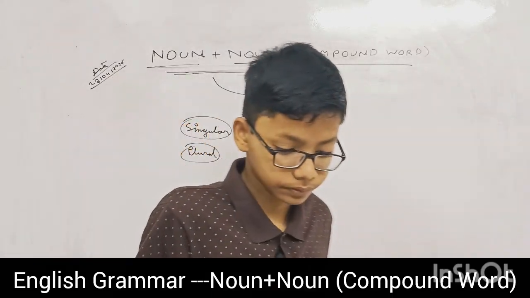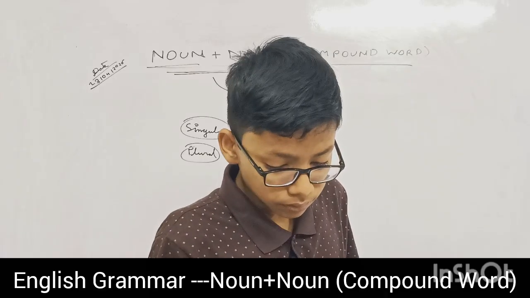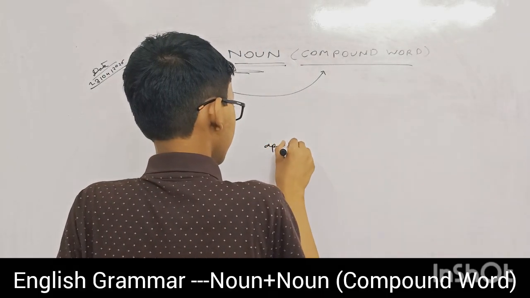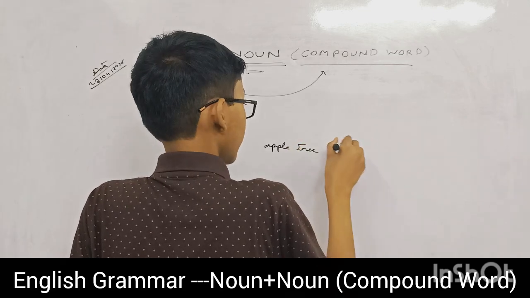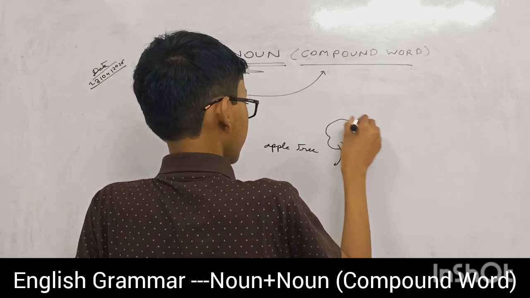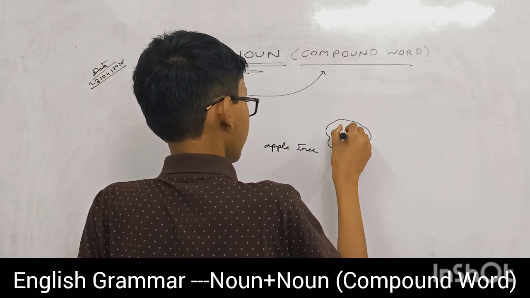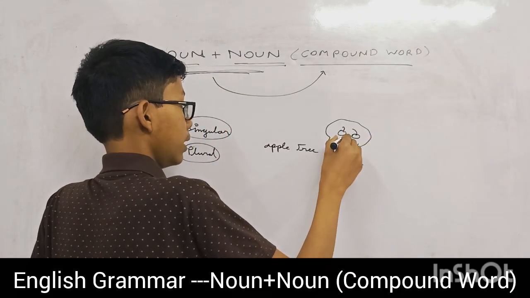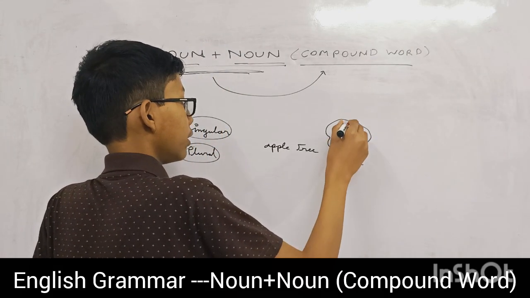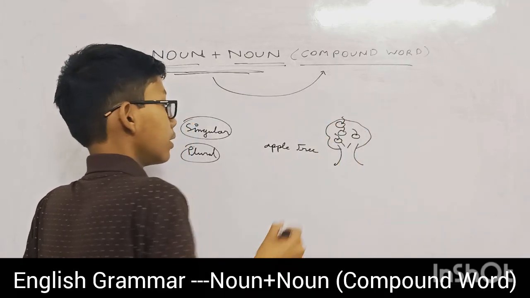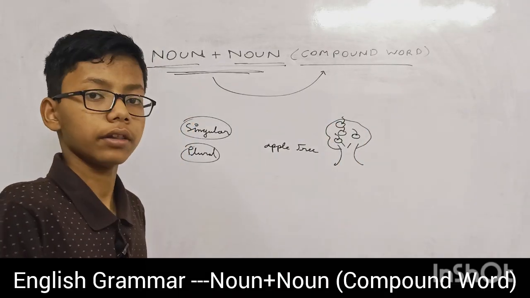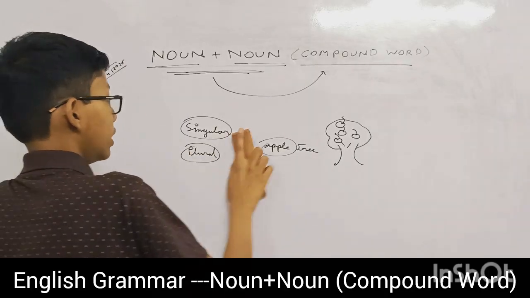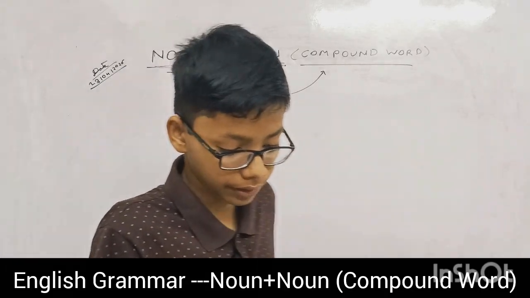Another one is apple tree. A tree where there are a lot of apples. Not just one apple, many. There can be hundreds, there can be thousands. So apple, the singular form, is written, but it refers to a large number of apples, obviously.